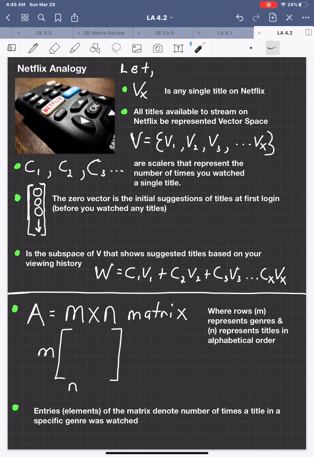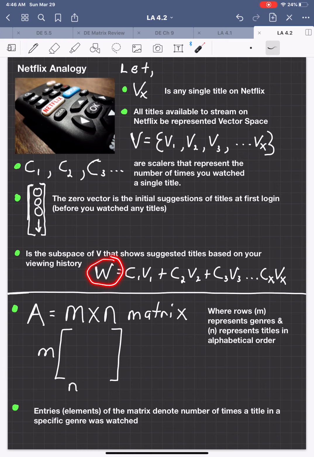All right, now, what does the 0 vector mean in this analogy? So let's let the 0 vector be the initial suggestions of titles that Netflix thinks that you would like. The initial suggestions when you first log in, you just opened an account today. You have no viewing history. So this is the set of titles that are suggested to you by Netflix at first login.